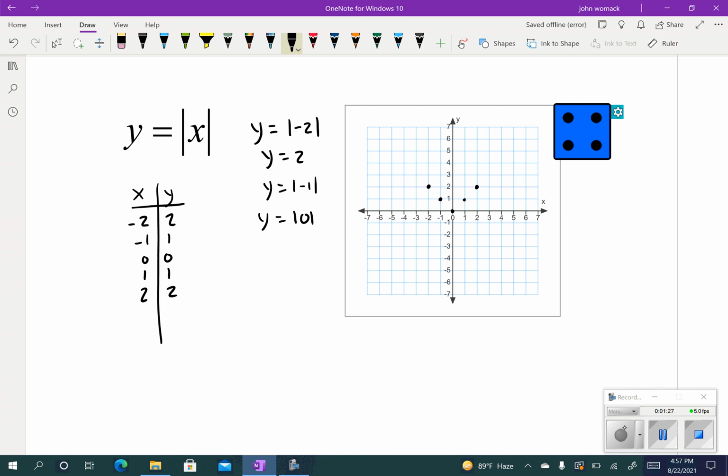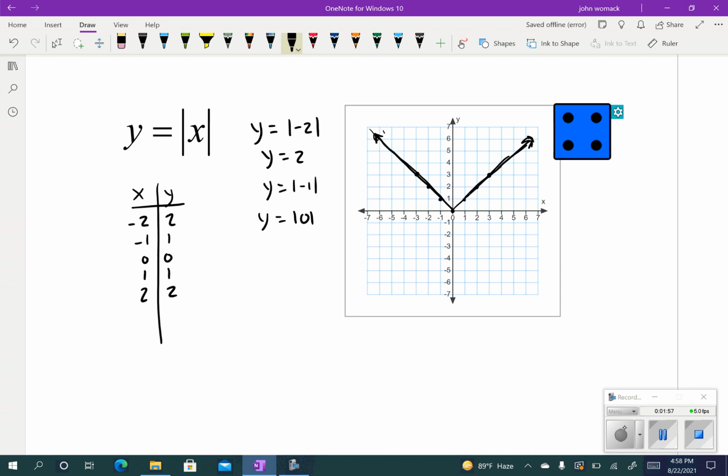If I plug 3 in, the absolute value of 3 is 3, so x and y. If I plug in -3, the absolute value of -3 is also 3. And we could keep going, but we can see what's happening here. This right side is just linear. It's headed up that direction. And my left side is also linear, and it's just headed out that direction. So this is what the absolute value function looks like.